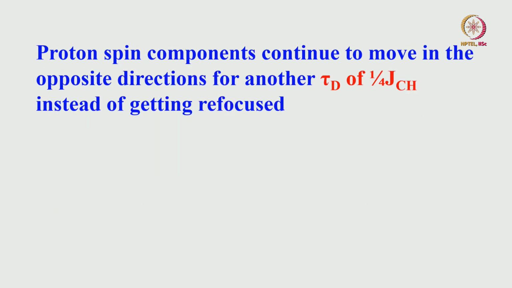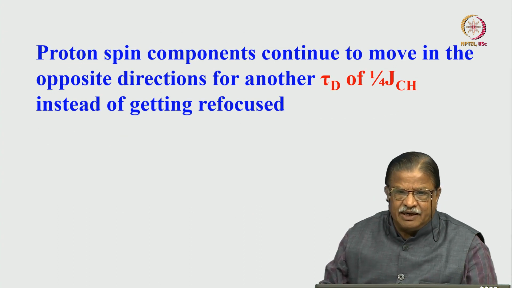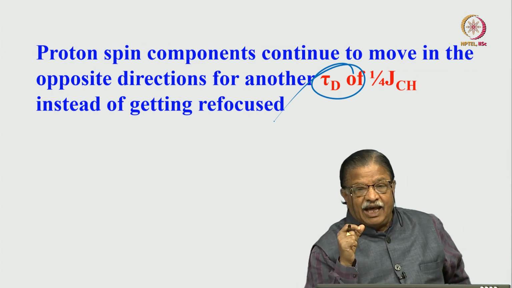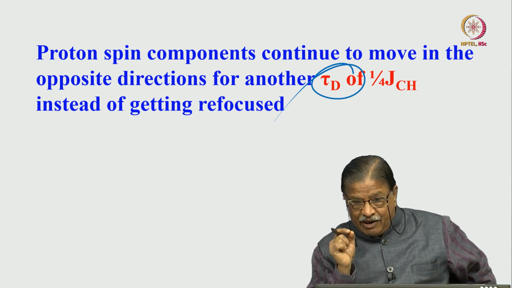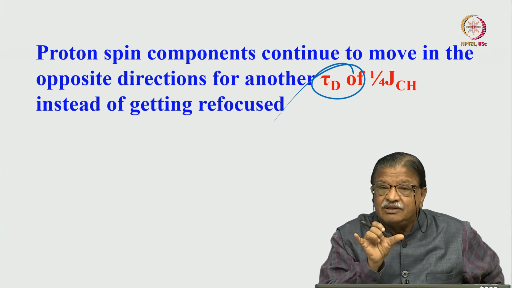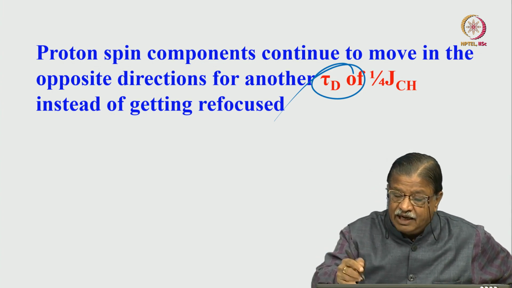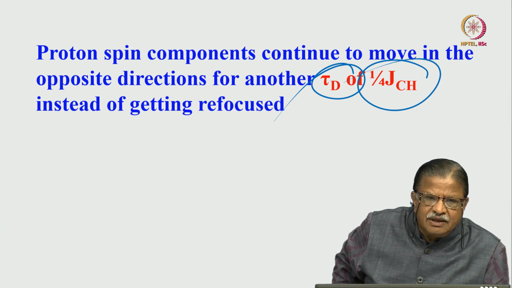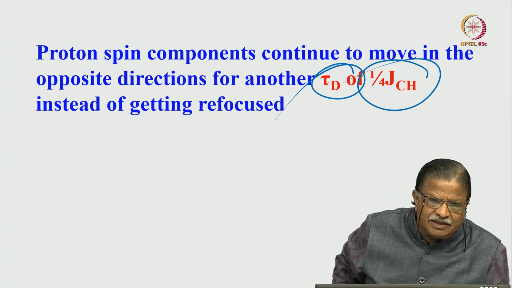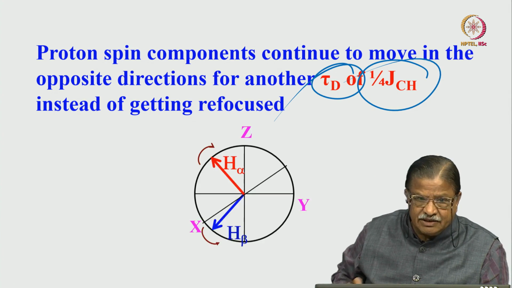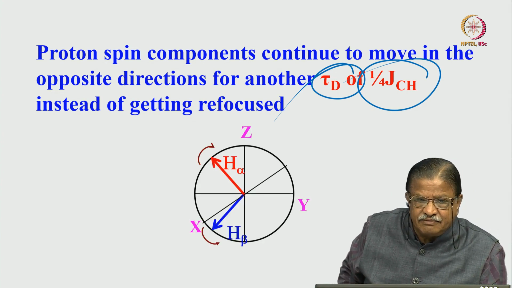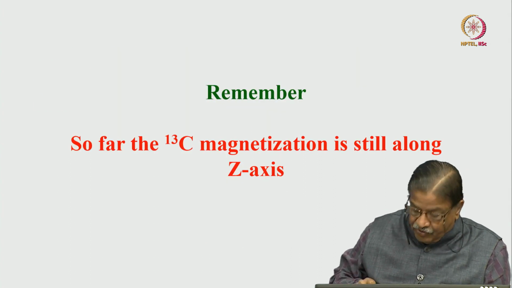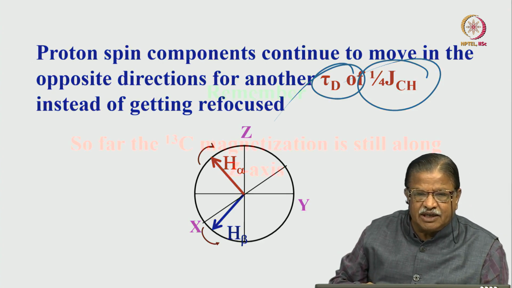As a consequence, what is going to happen? The proton spin components continue to move in the opposite direction for another tau delay. What is that another tau delay? We have applied the 180 pulse in the middle of 1 over 2J. So another tau delay is 1 over 4J. So what is going to happen now? When they continue to move in the opposite direction, instead of getting refocused, they continue to dephase. If they were moving in the same direction, they would have refocused. They are moving in the opposite direction.